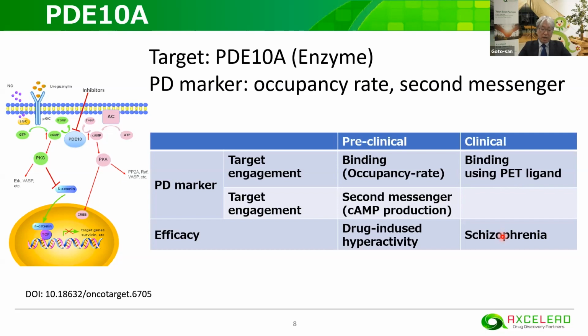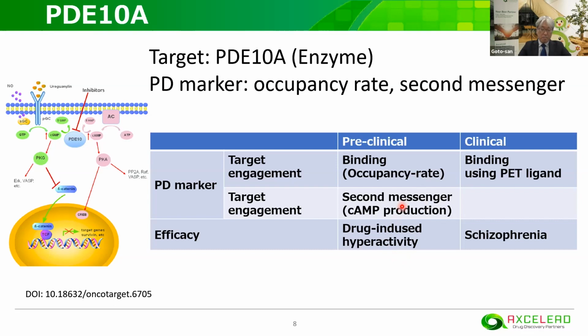When considering the target engagement, the better thing is the evaluation of the binding between the drug and the target. In other words, if you can confirm the binding of compound to the target, it is found that the drug is working on a target. In addition, cyclic AMP production can be used as a parameter for the enzymatic reaction.